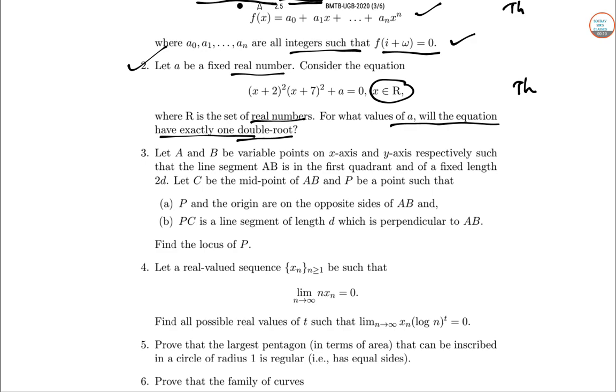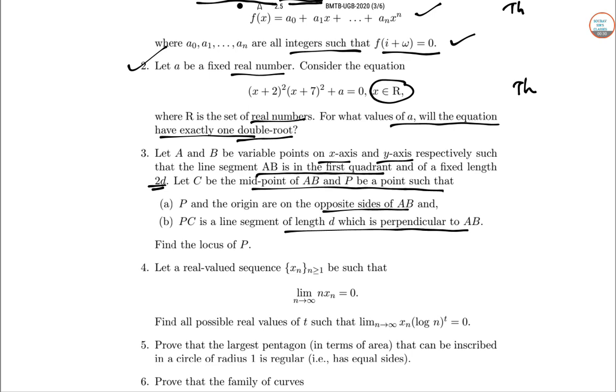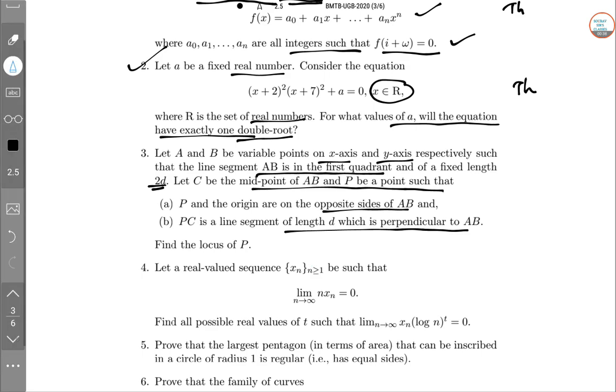A and B are variable points on the x-axis and y-axis respectively, such that the line segment AB is in the first quadrant and of fixed length 2d. Let C be the midpoint of AB and P be a point such that P and the origin are on opposite sides of AB, and PC is a line segment perpendicular to AB. We need to find the locus. Not very hard, it's a basic structural question. So let's have a look into it.